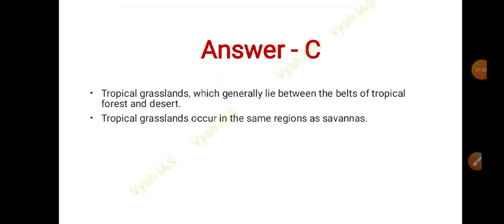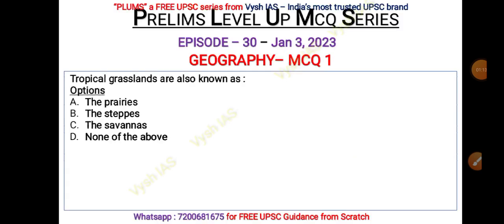Let's move on. Answer is C, the savannas, because the tropical grasslands generally lie between the belt of tropical forest and desert, and so these tropical grasslands occur in the same region as the savannas, as you can see. So savannas is the answer.